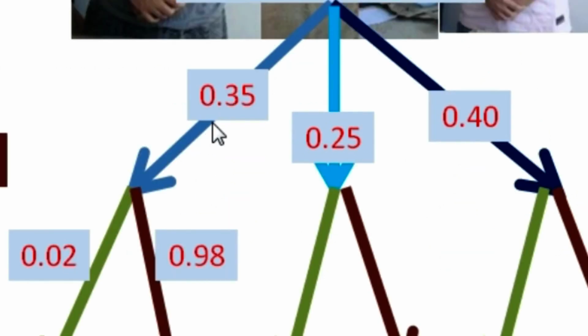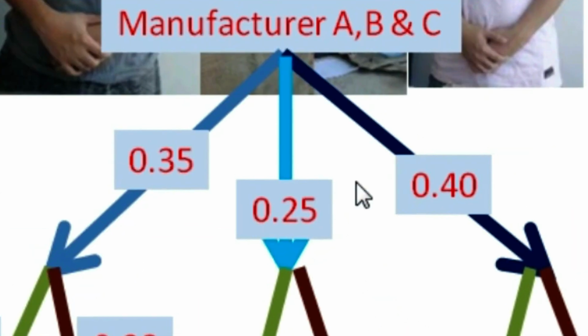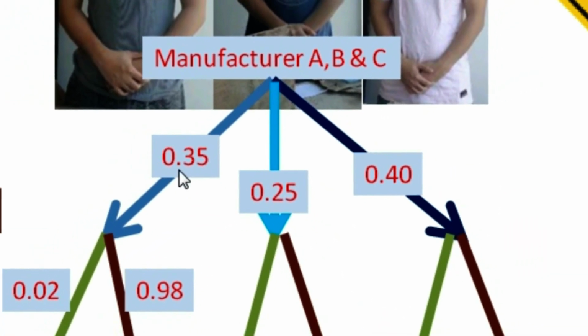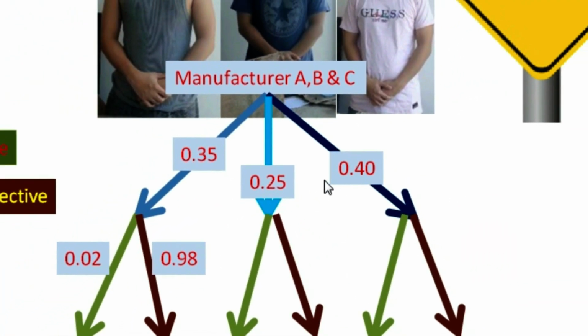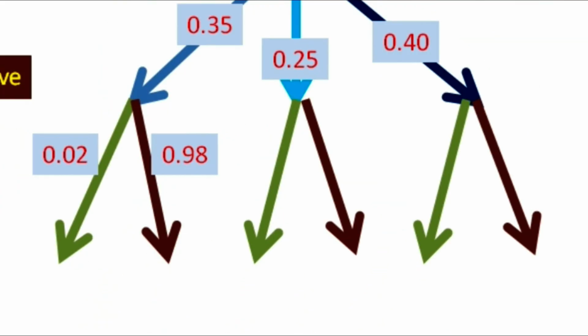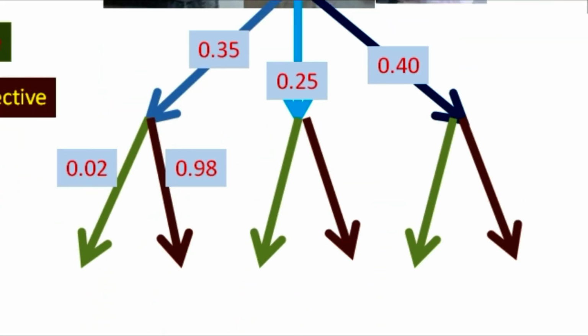And notice that 0.35 plus 0.25 plus 0.4 here, which is all paths here, is equivalent to 1, because the probability should be 100%. If you add all paths here and you did not get 100%, then you are missing a path. You need to include whatever missing path there is.